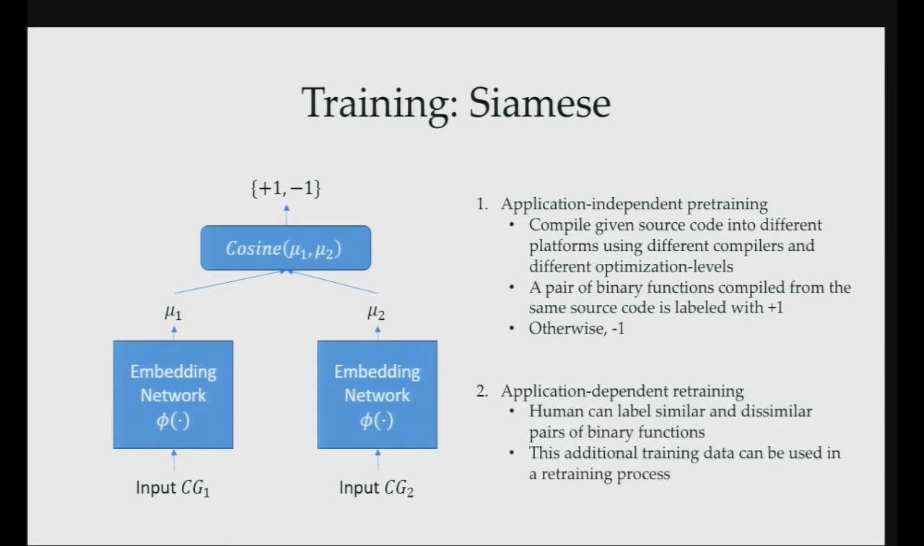Then how can we do that? We also allow this application-dependent retraining approach. That means human experts can provide some additional labels. These labels could be very few compared to the first application-independent training set, but they should be incorporated during the training, so that the finally learned embedding network can reflect all these labels.